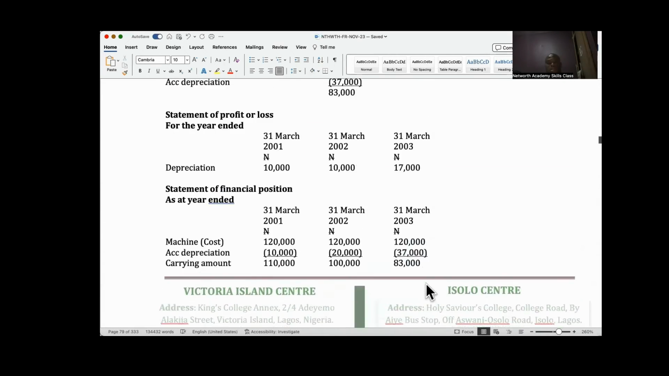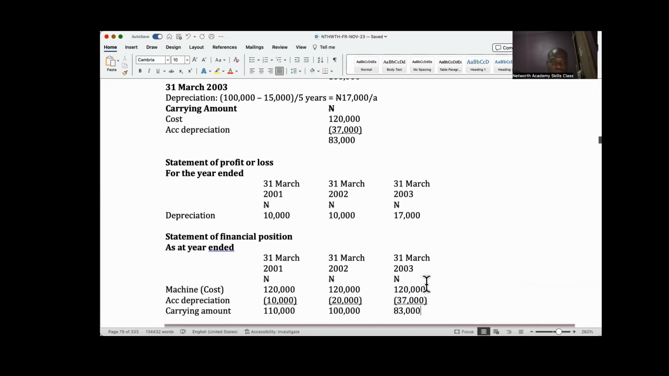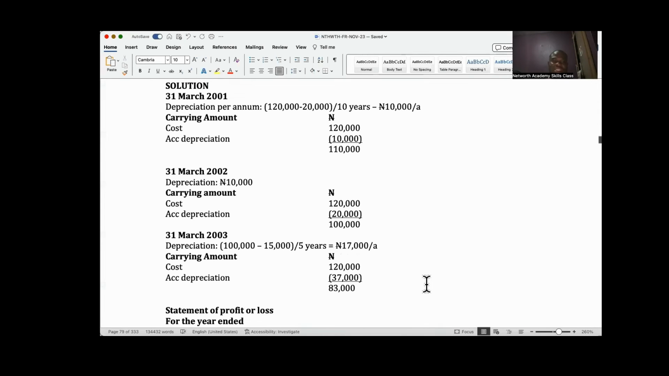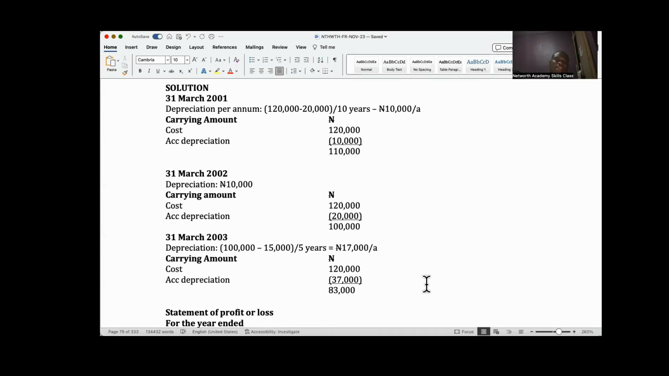And that is all for this question. So it just has to be systematic like that, step by step, and you will never get it wrong.